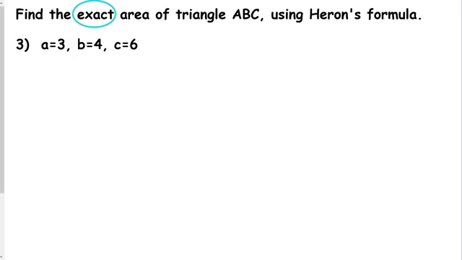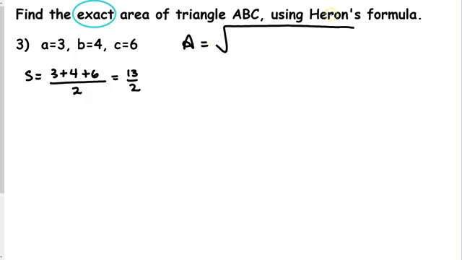Find the exact area of the triangle using Heron's formula. And we're given A, B, and C, 3, 4, and 6. Okay, so let's start by finding S. 3 plus 4 plus 6 divided by 2. So that's 13 halves. So I'm leaving it as 13 halves. I'm not writing it as 6.5. And you'll see why, because now as we find the area, we're going for the exact answer, remember, not some decimal approximation. So we're going to have a radical answer that's simplified as much as possible.